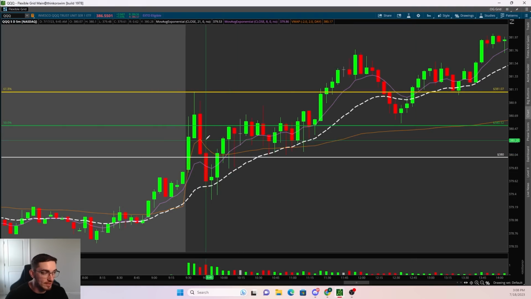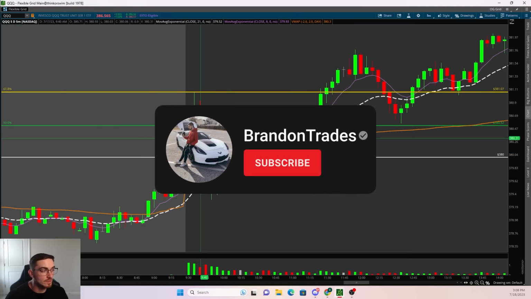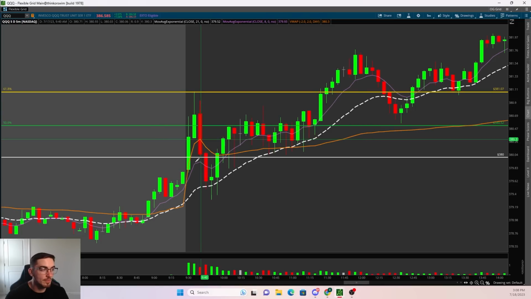We can use them as potential price targets. So for me, my overall price target was VWAP. If you got short up here, you could say, oh, my first price target is going to be VWAP, then it's going to be the 8 EMA, and then it's going to be the 21 EMA. So if you're rejecting, you can use these three as potential price targets. If you're bouncing, you can use them as potential price targets.